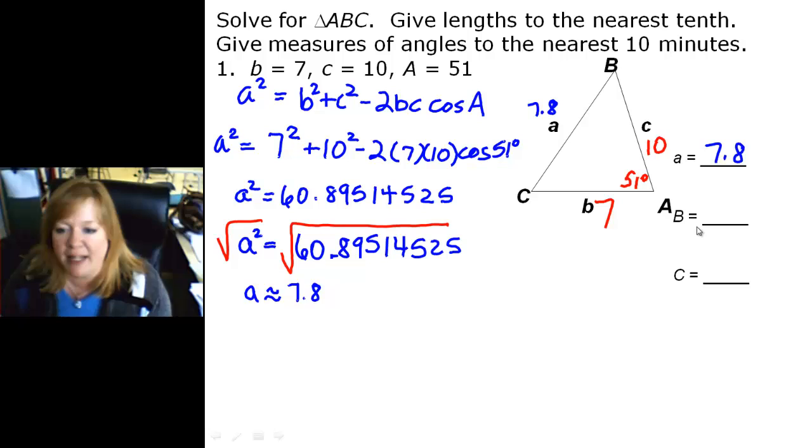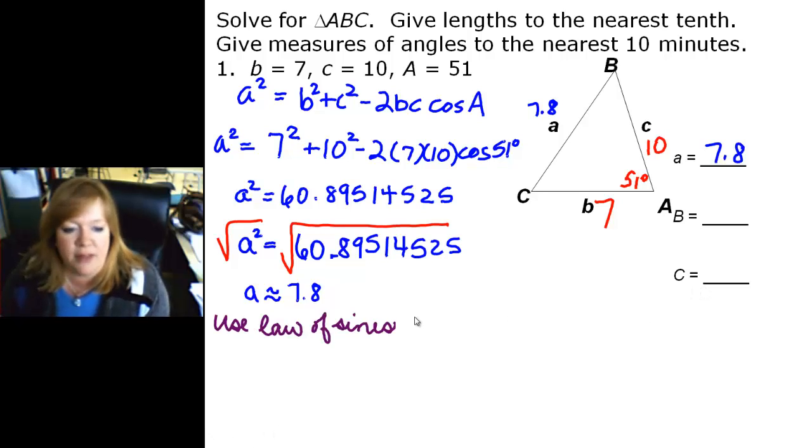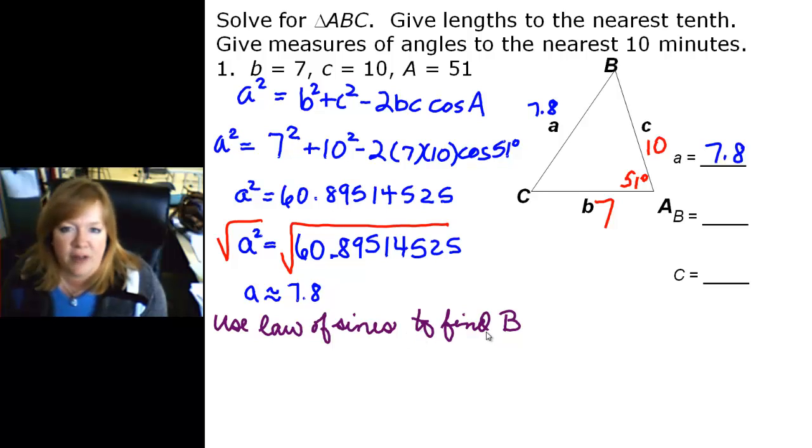Now, to find angle B and angle C, we can use the law of sines. So if I want the angle B, I don't know this angle, but I know this side and this angle here and the opposite side. So once I have a side and the angle that's opposite of it, I can use the law of sines to find a missing side.